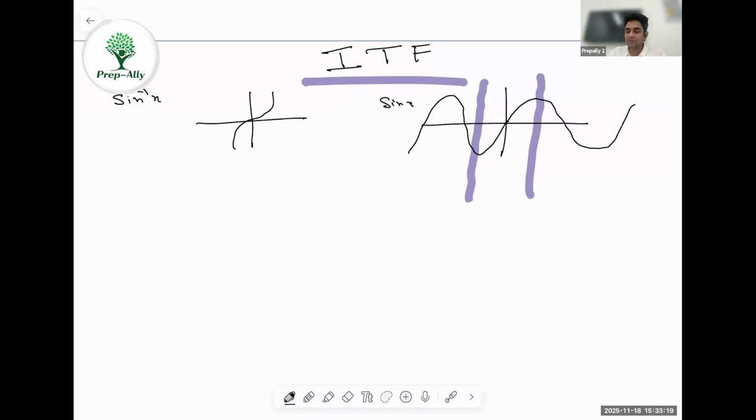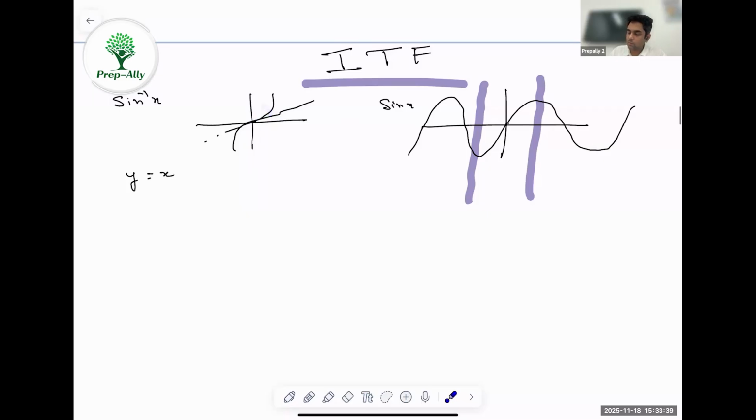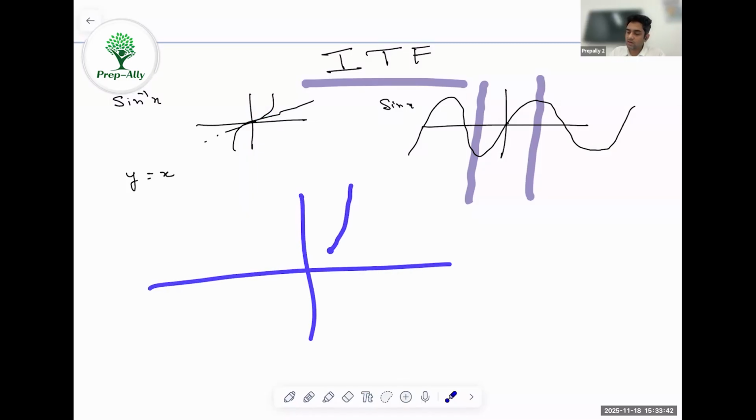Graphically, the inverse function is nothing but a mirror image on the line y equal to x. So if I draw this line y equal to x, and if I think of the mirror image, then it will be something like this. My drawing is not that good. So if this is sine inverse x, and this is the line y equal to x, then the sine x graph will look like this. It will be below.